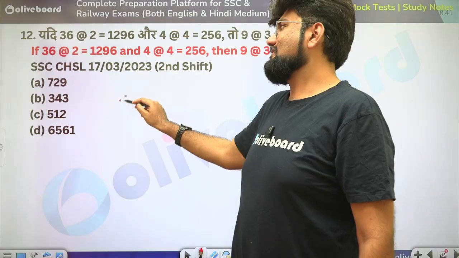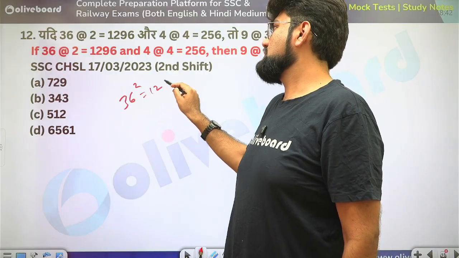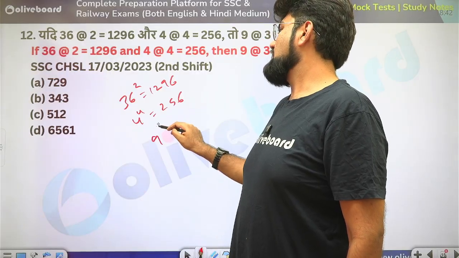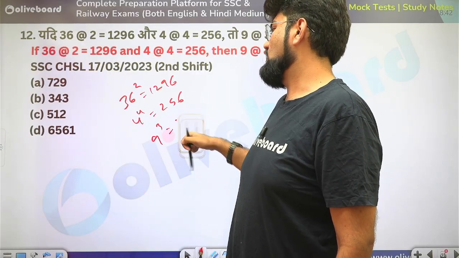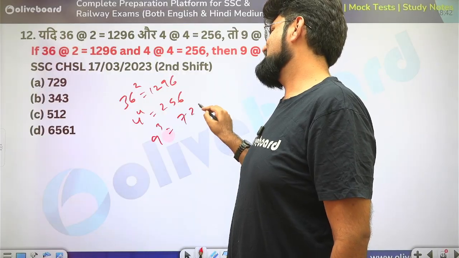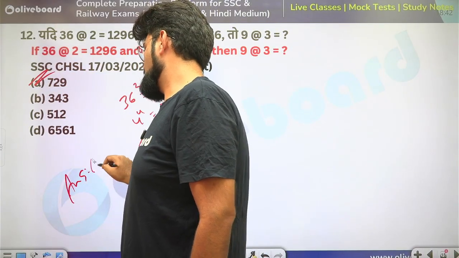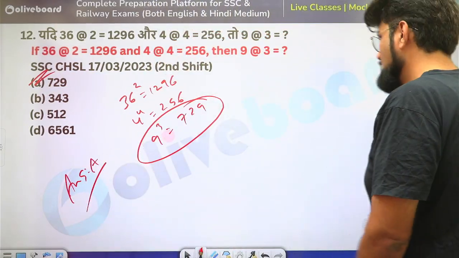36 square is 1296. 4 power 4 is 256. So 9 power cube is what? It is, my God, I was writing 27. 729. It's option A. Okay. Next.